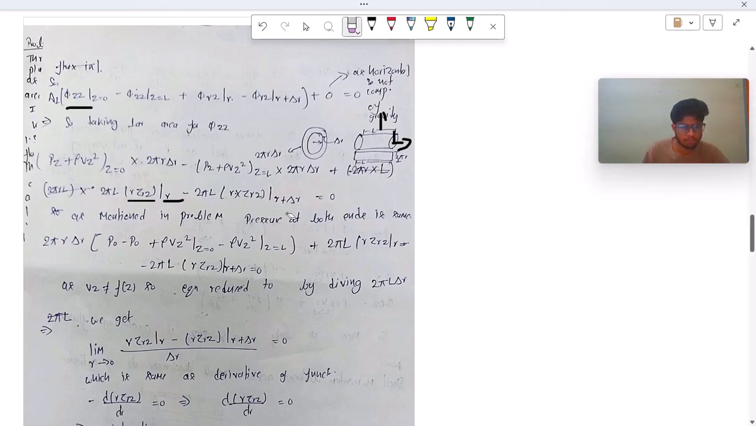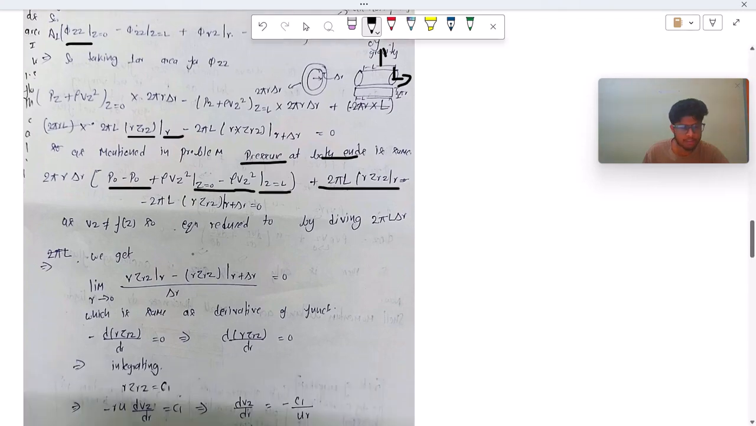Now, as mentioned in the problem, the pressure at both ends of the die is the same. Therefore, P naught minus P naught is equal to 0, and rho v z squared at z equal to 0 minus rho v z squared at z equal to L is also 0, as there is no variation of the z velocity component in the z direction. We are therefore left only with 2π L r tau rz at r minus 2π L r tau rz at r plus delta r. So the equation reduces, and we divide it by 2π L delta r.